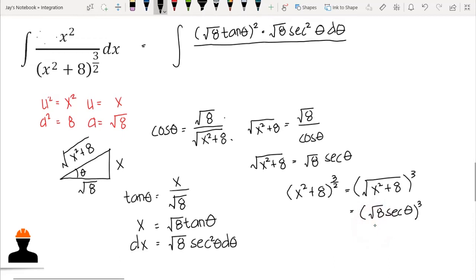So from here, we can say that x squared plus 8 raised to 3 halves is equal to square root of 8 secant theta raised to 3. So we can change this one into square root of 8 secant theta, then raised to the 3. Again, the equivalent of this is square root of 8 secant theta raised to the 3.